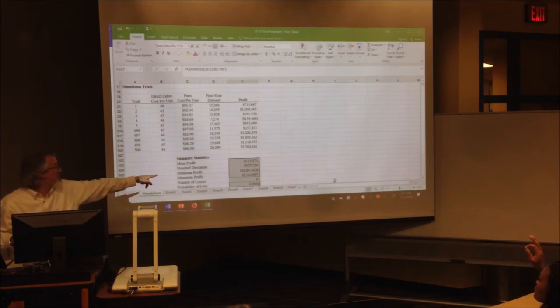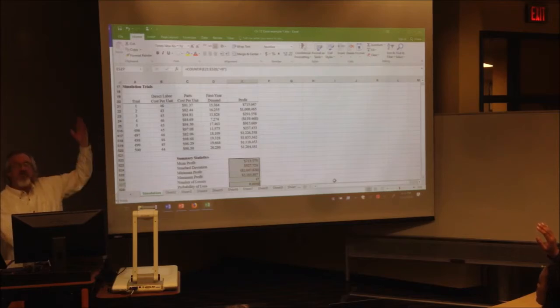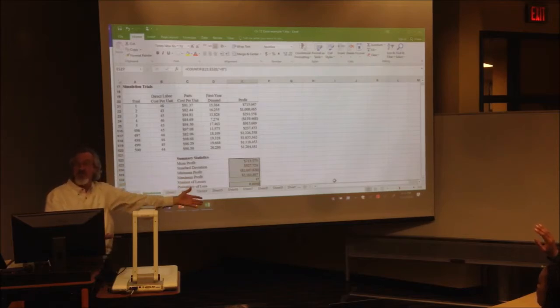I just took that 47 out and turned it into a percentage, which will basically be 47 divided by 500, unless we miscounted the number of trials. And that's why we're using COUNT in the bottom.